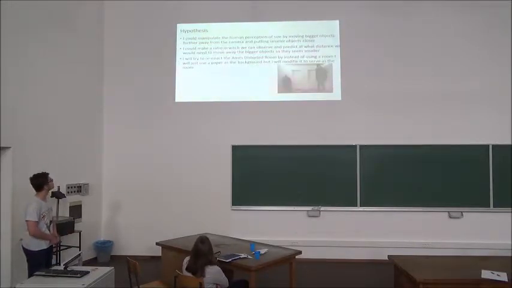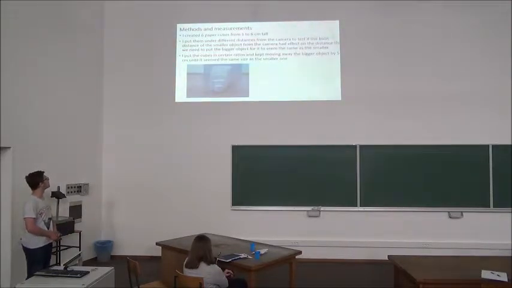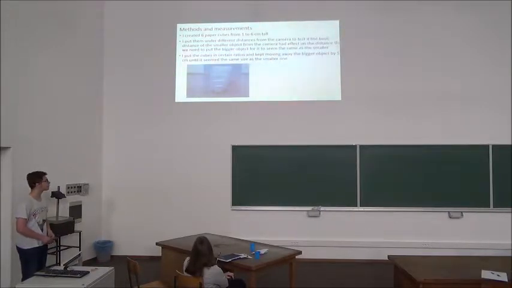My hypothesis was that I could manipulate the human perception of size by moving bigger objects further away from the camera and moving smaller objects closer. I could make a ratio in which we can observe and predict at what distance we need to move away the bigger objects so they seem smaller, and I would try to reenact the Ames distorted room by instead of using the room, I would just use the paper as the background, but I would modify it to serve as the room. Methods of measurements, I created 6 cubes from 1 to 6 centimeters tall.